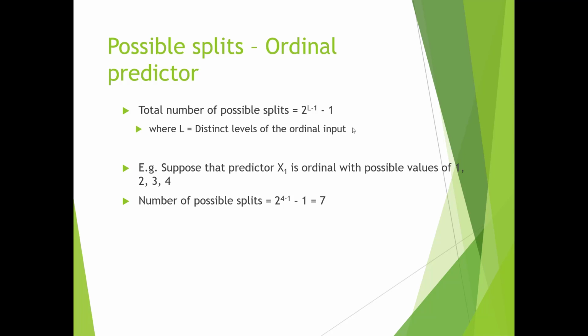So if you have an ordinal predictor and the possible values are 1, 2, 3, or 4. Maybe number of siblings: 1, 2, 3, or 4. So 1 is smaller than 2, 2 is smaller than 3, 3 is smaller than 4. In that case, there are 4 possible values. So 2 to the power of 4 minus 1, so 2 to the power of 3, 8, minus 1 equals 7. There are 7 possible splits.